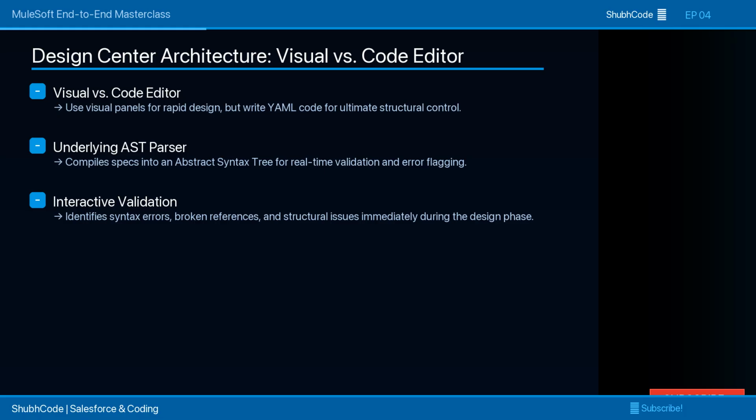The Code Editor is powered by an underlying compilation engine that performs real-time syntax checking, reference validation, and structural analysis. If you define a $ref pointer to a non-existent schema, the editor instantly flags the broken pointer before you attempt to publish. Under the hood, this editor compiles your OAS spec into an abstract syntax tree, or AST.